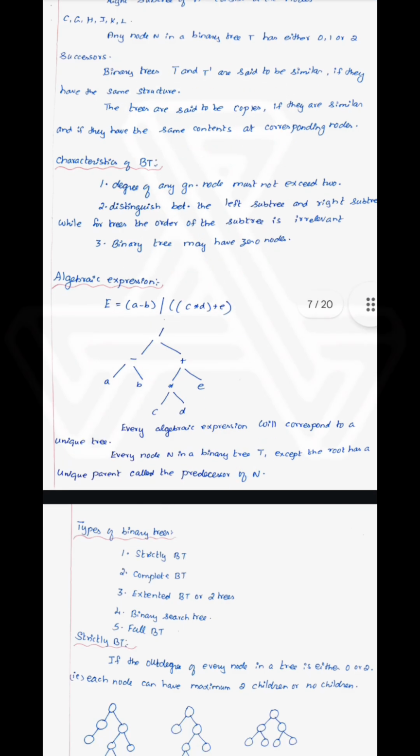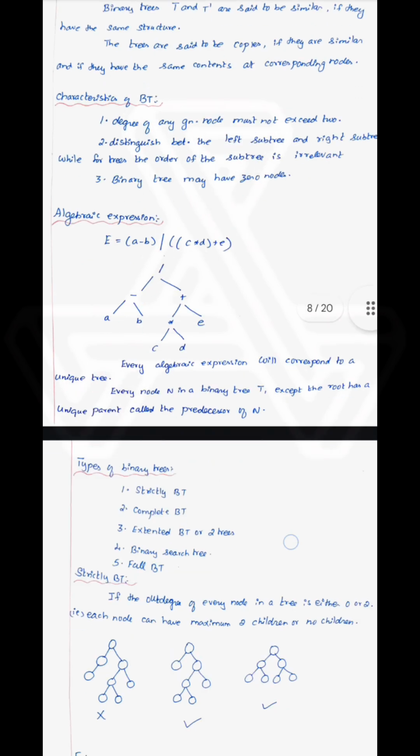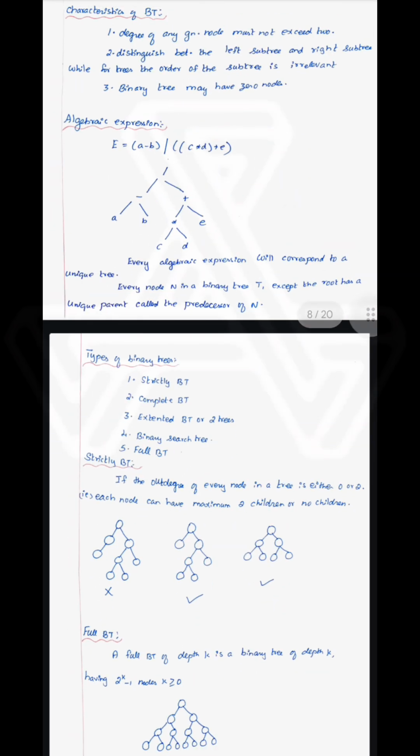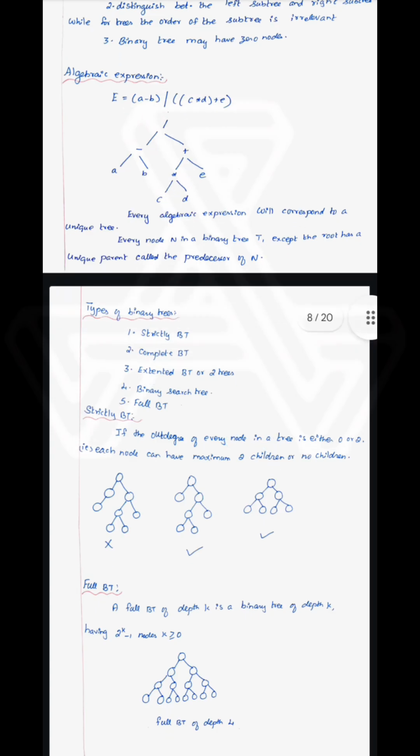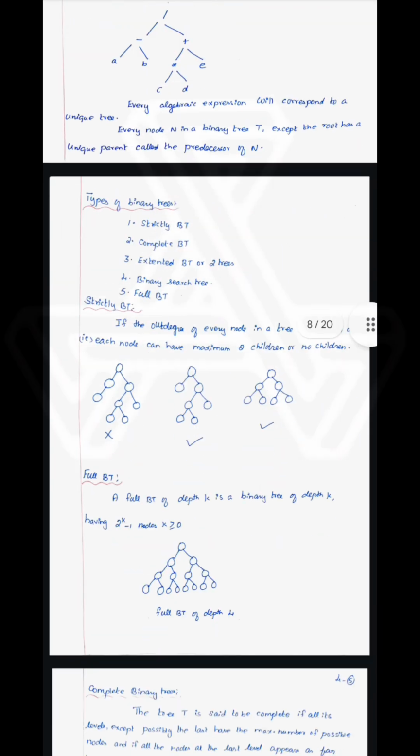Algebraic expression E equals (A minus B slash C) star D plus E. Every algebraic expression will correspond to a unique tree. Here the algebraic expression can also be written as a tree. Types of binary trees are strictly binary tree, complete binary tree, extended binary tree or 2 trees, binary search tree, full binary tree.